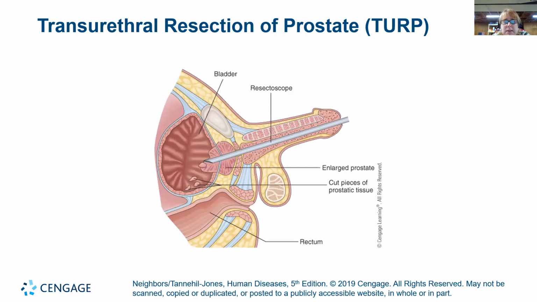So this is an example of how they go in and resect the prostate. It's called a TURP procedure. What they're doing is cutting the enlarged pieces of the prostate out.